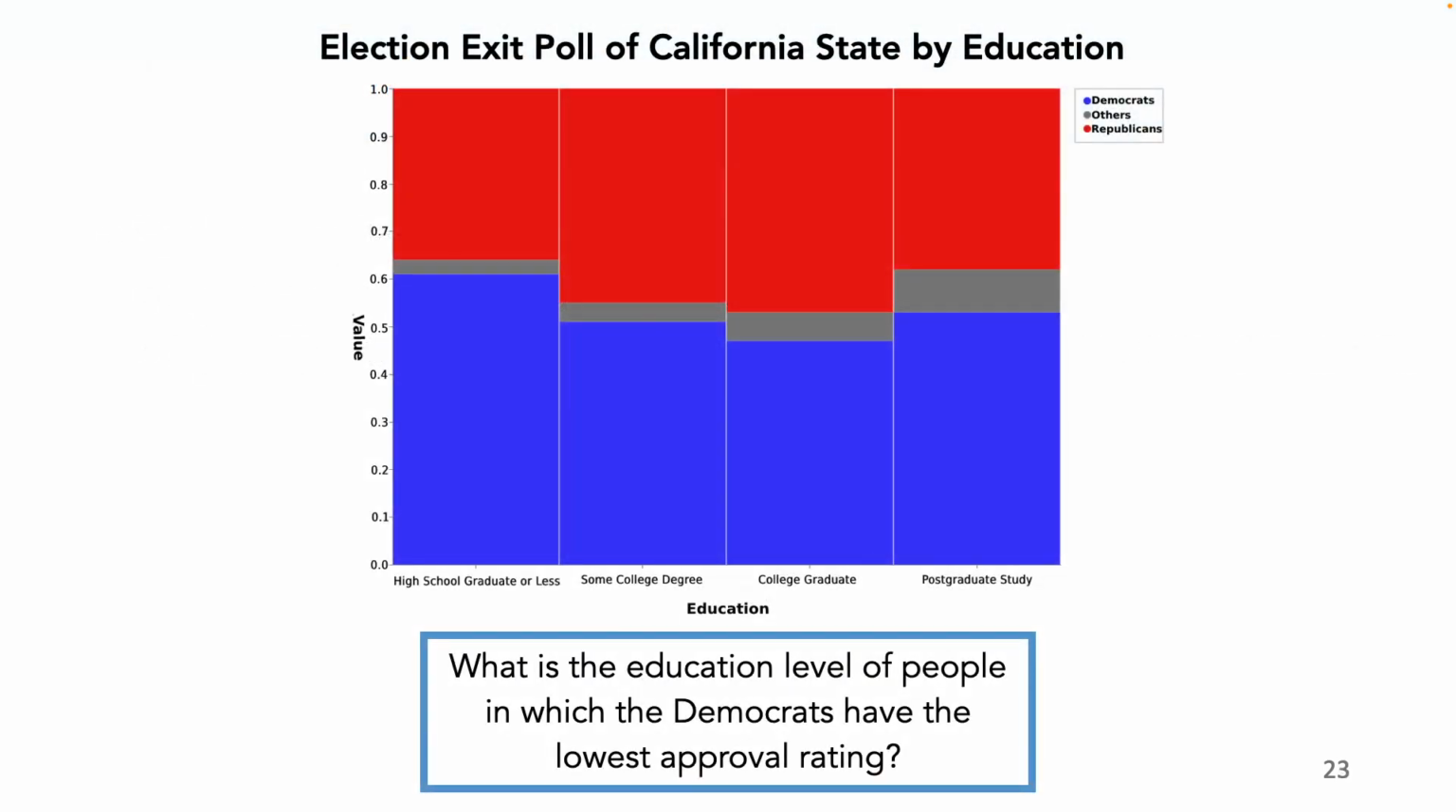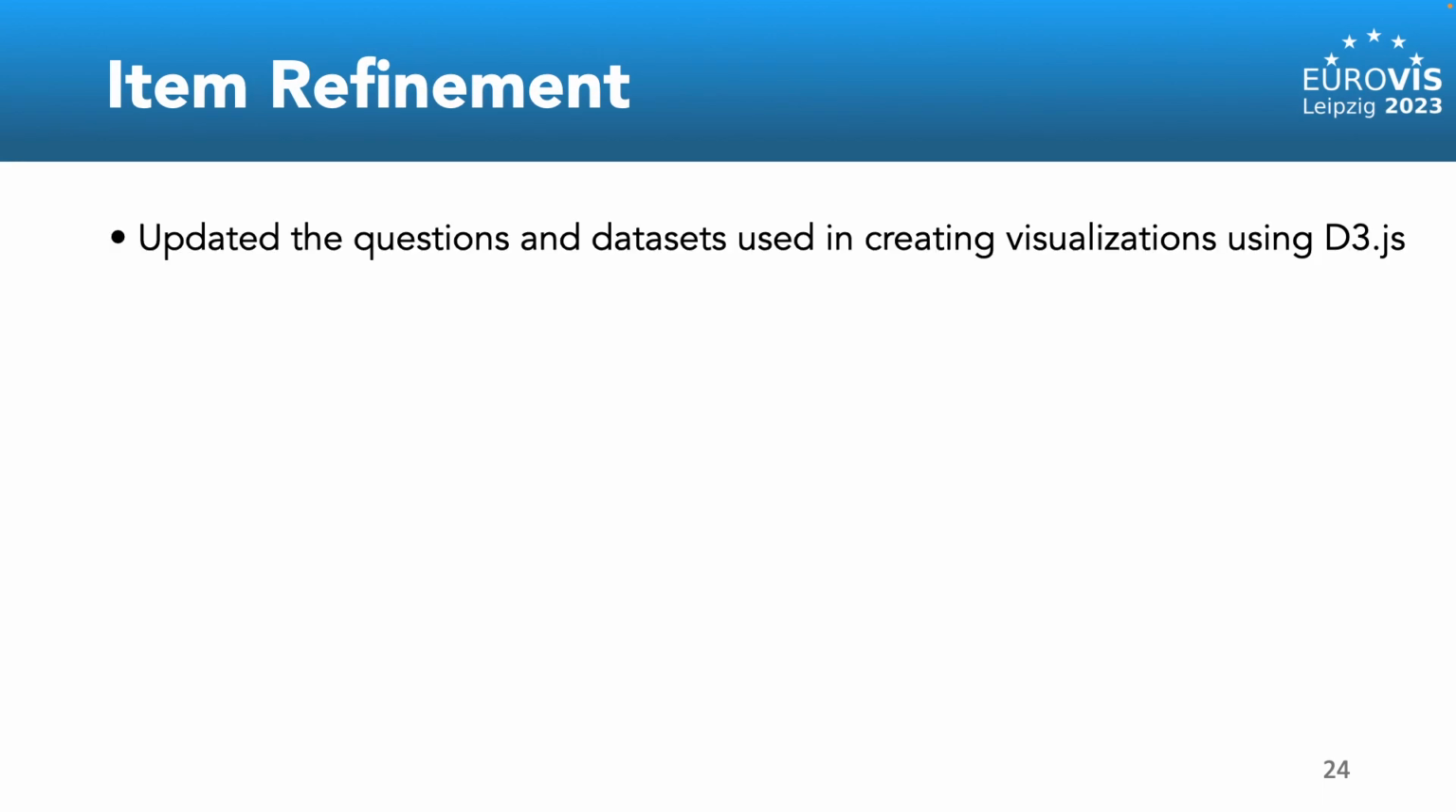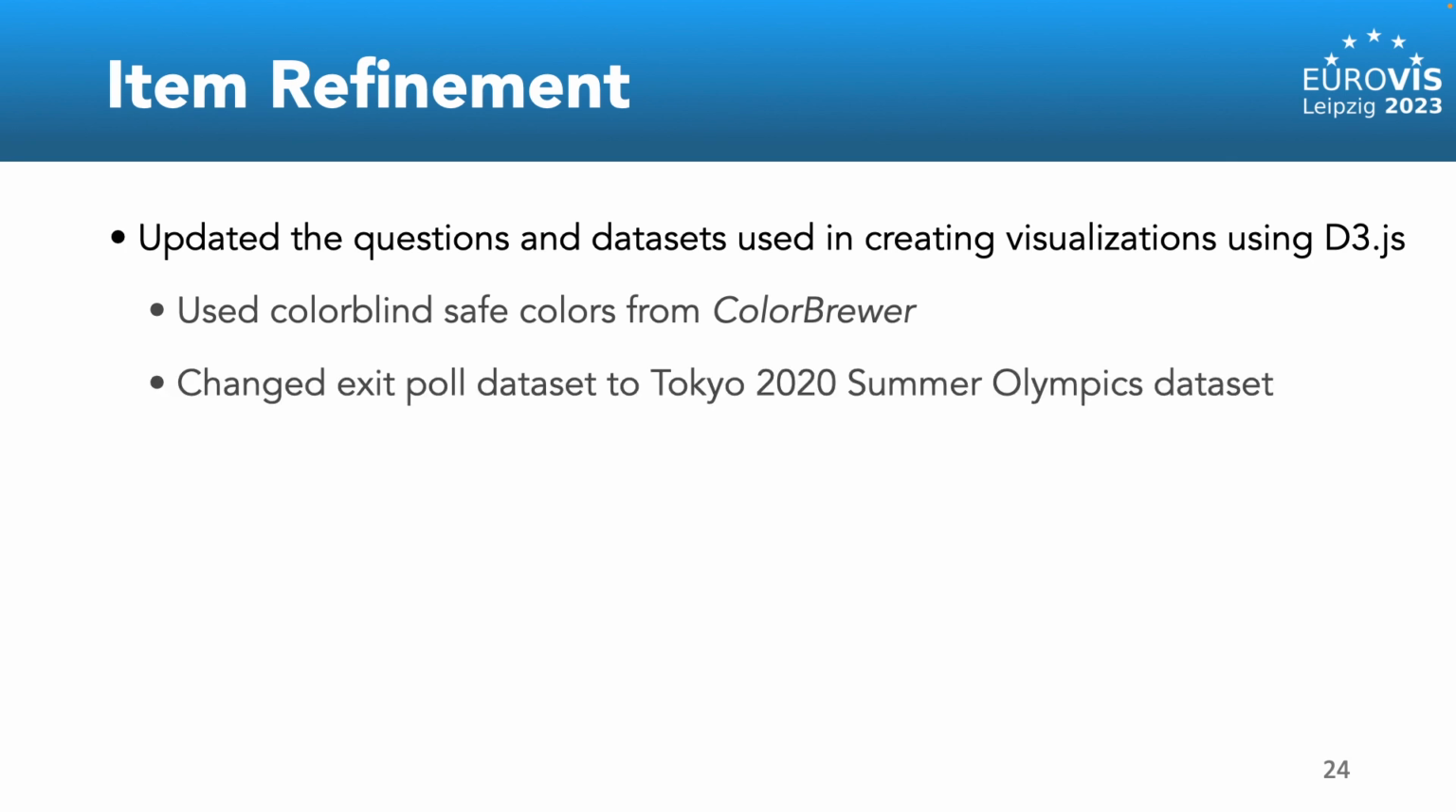Here's an example of the 100% stacked bar plot taken from the pilot study. Apart from the unfamiliarity of the term exit poll, questions like this can induce bias and influence user response due to their prior political belief or attitude towards a political party. So we decided to update the question and dataset used in creating the visualization using D3JS. We also used colorblind safe colors using ColorBrewer and changed the exit poll dataset to the Tokyo Summer Olympic dataset.